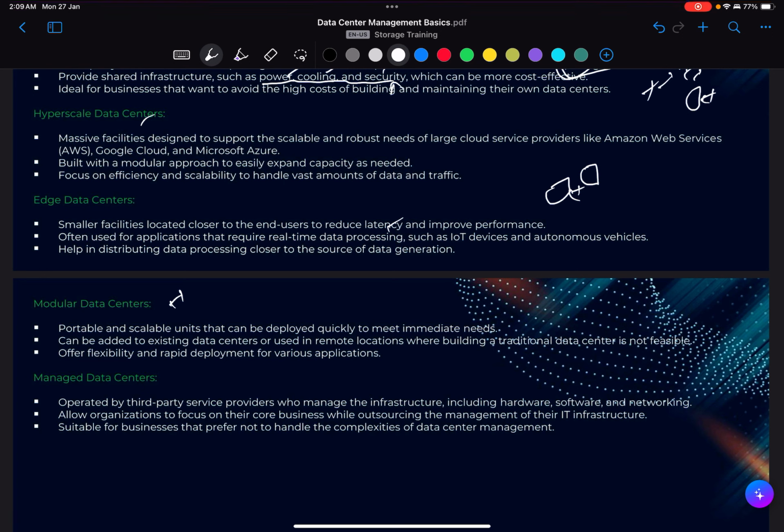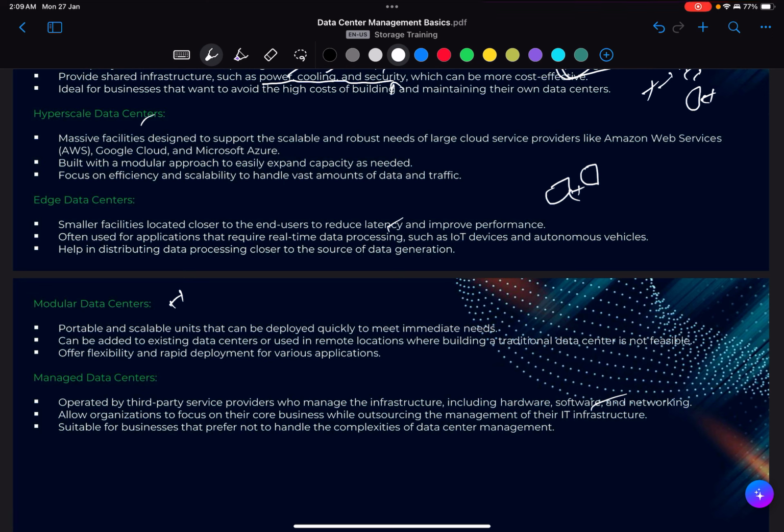Now the managed data center. This is also operated by a third party service provider who manages the infrastructure including hardware, software, and networking, allowing organizations to focus on their core business while outsourcing the management of their IT infrastructure. It is suitable for businesses that prefer not to handle the complexity of the data center.